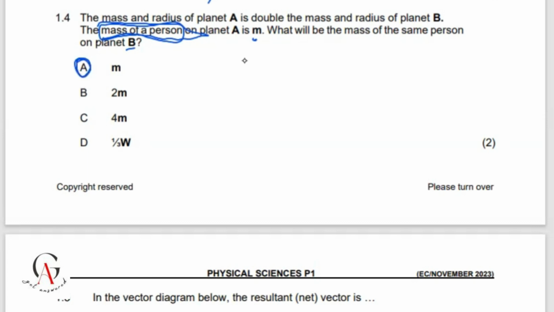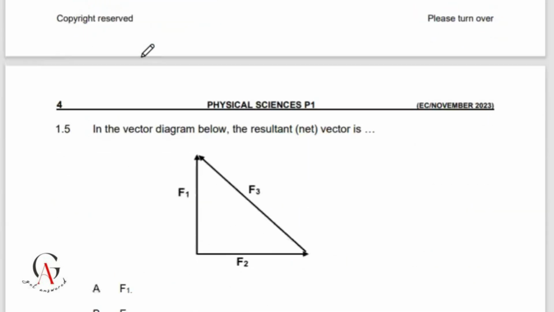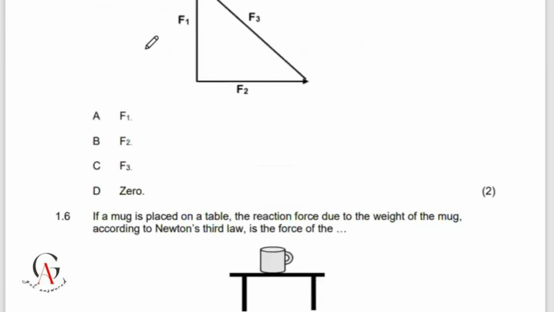Had it been that it was weight that they're asking about, then the weight is going to change since it has the gravitational component. Gravity is different from one place to another. So option A would be the most correct option based on the reasoning we have.